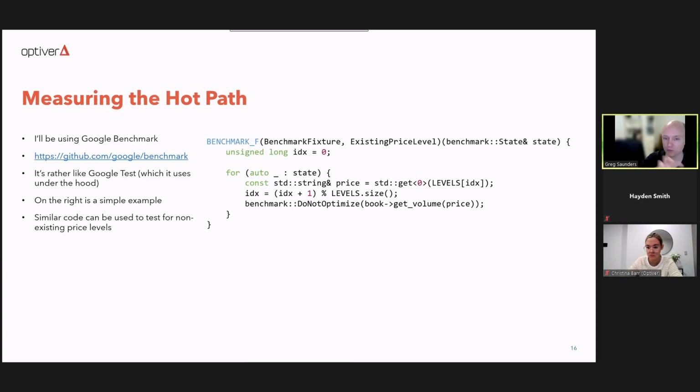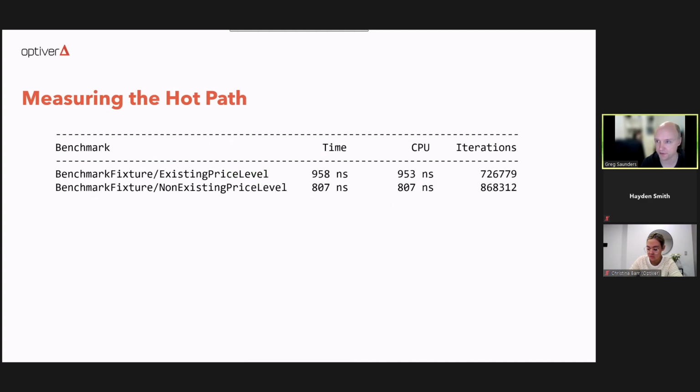Now we could write a very similar benchmark that would also test for prices which aren't in the map, prices which don't exist, so we can see how long it takes if the price is not in the order book. So let's see what the output of it looks like. There it is. So that's what the output of Google Benchmark looks like.